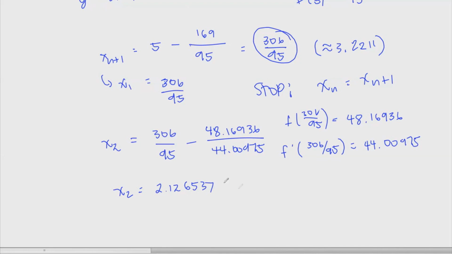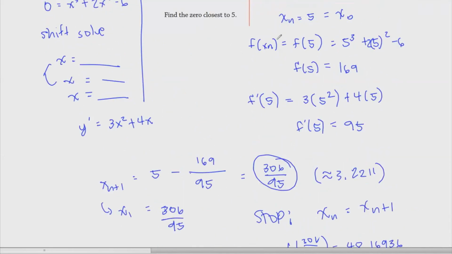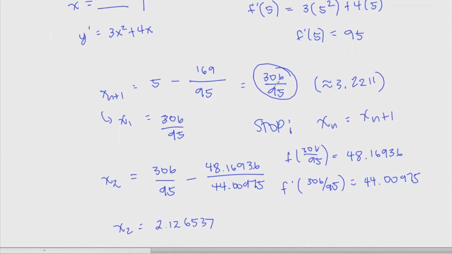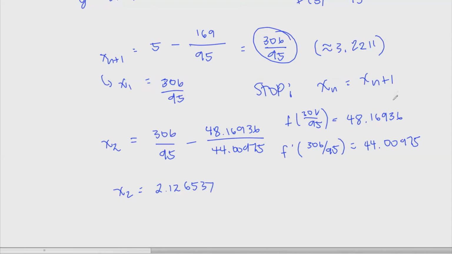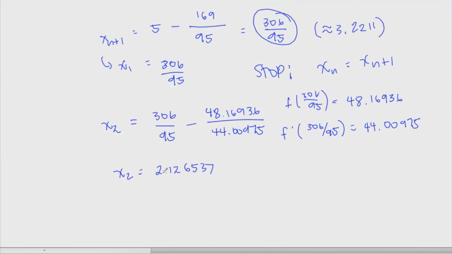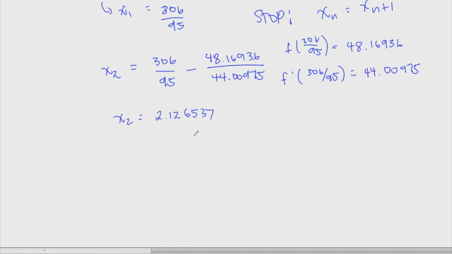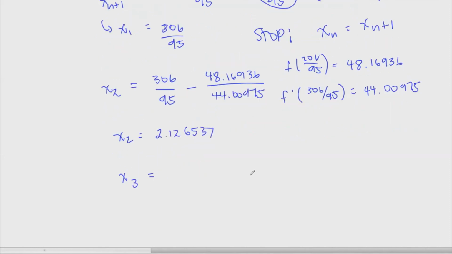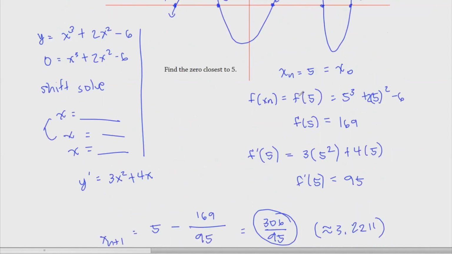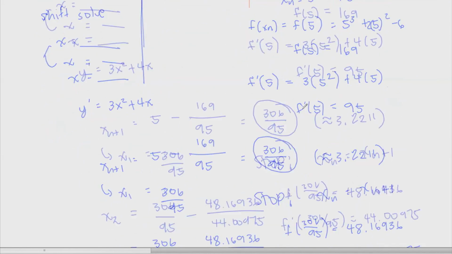Okay, so to evaluate this, 3.2211 is not equal to 2.126537. You don't compare 2.1265 with 5, that's your original. You compare the one you used and the latest, so it's like x sub n and then n plus 1. In this case, 2.12 is not equal to 3.22. You just have to do it again, so x sub 3. You do the same process, and then you should be able to obtain your answer in this problem.